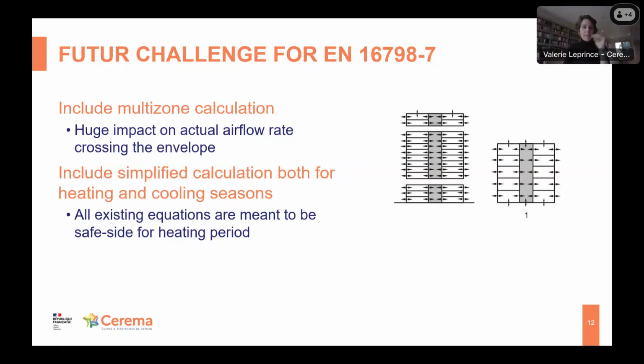It would also be good to stress in the next standard that we should include simplified calculation both for heating and cooling seasons, because all existing equations that have been done, such as dividing by 20, etc., have been done to be on the safe side for the heating period, but may not be relevant for the cooling season. So that's also something that would need to be stressed in the 16798-7.